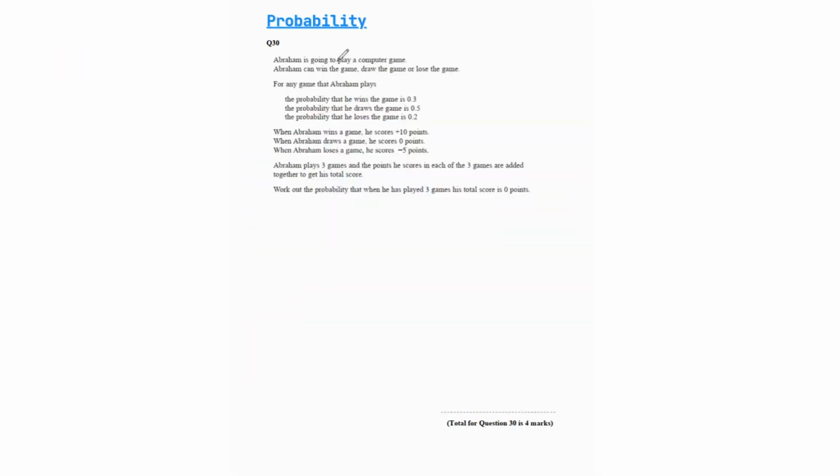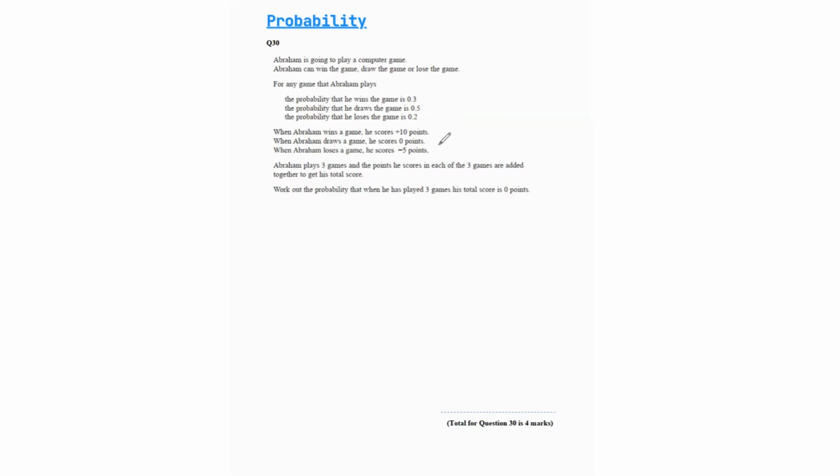Question 30 says, Abraham is going to play a computer game. Abraham can win the game, draw the game, or lose the game. For any game that Abraham plays, the probability that he wins the game is 0.3. The probability that he draws the game is 0.5. The probability that he loses the game is 0.2. When Abraham wins the game, he scores plus 10 points. When he draws the game, he scores 0 points. And when he loses, he scores negative 5 points. Abraham plays 3 games, and the points he scores in each of the 3 games are added together to get his total score. Work out the probability that when he has played 3 games, his total score is 0 points.